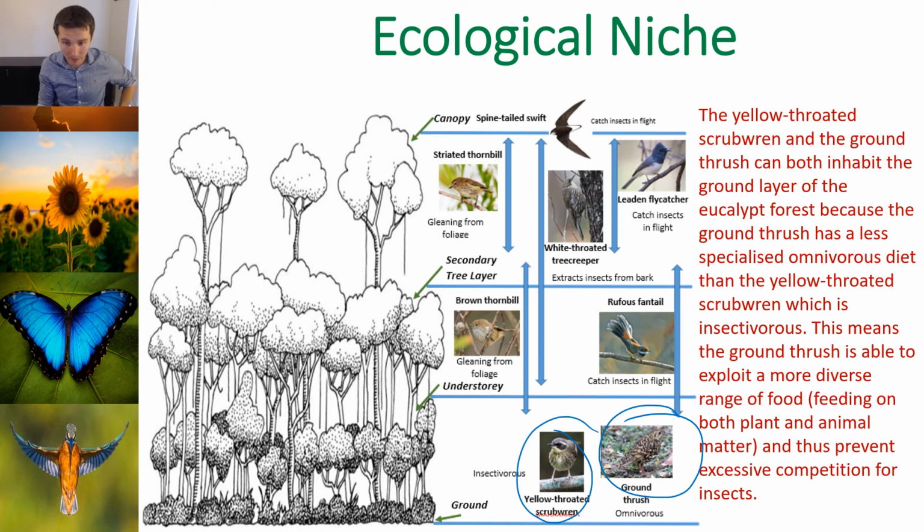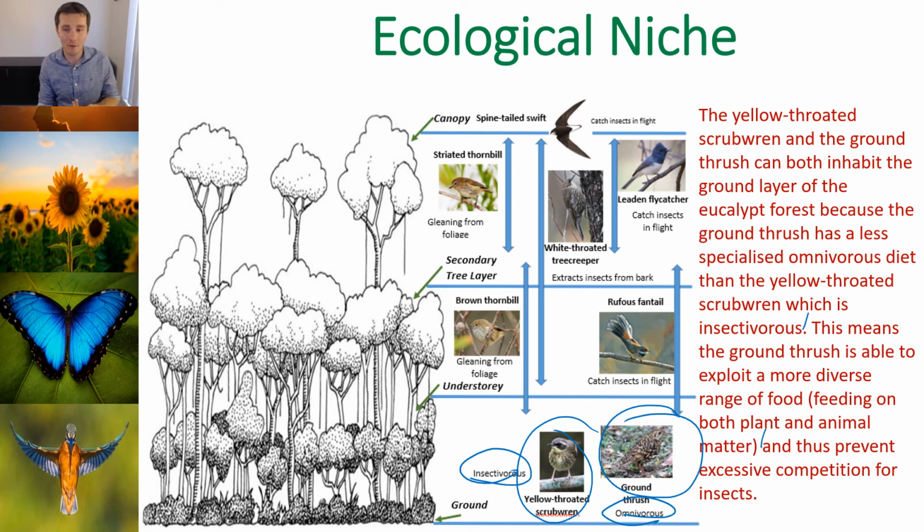Well, by being omnivorous, it means it can eat both animal material like insects, but it can also eat plant material, and that is a big advantage because it hasn't locked itself in to the same food source as this yellow-throated scrub wren, which would result in a higher amount of competition if it did. So give yourself 1 mark for acknowledging the different food source. This means it can exploit a more diverse range of food. Give yourself 1 mark for that.